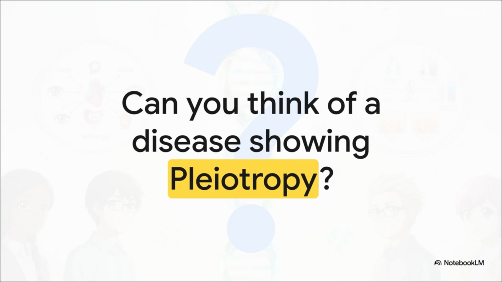And that leads us to our final provocative question. Can you think of a human disease that is a perfect example of pleiotropy? I'll give you a tiny hint to get the wheels turning. Think about a genetic condition that alters the shape of red blood cells, which then causes a massive cascade of different symptoms all throughout the body. Do you know what disease that is?